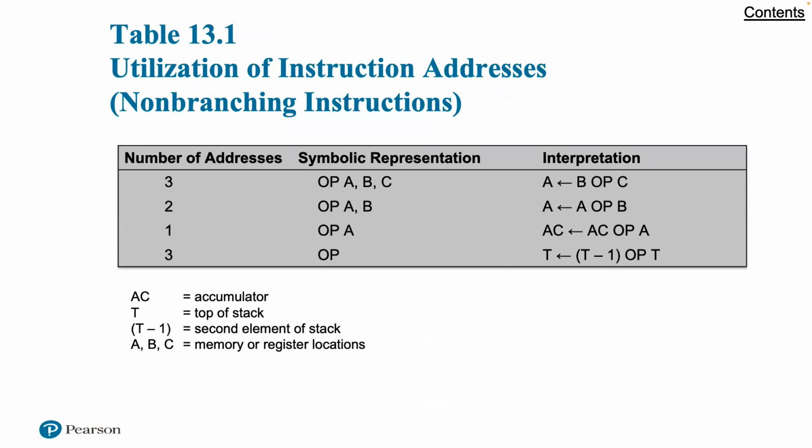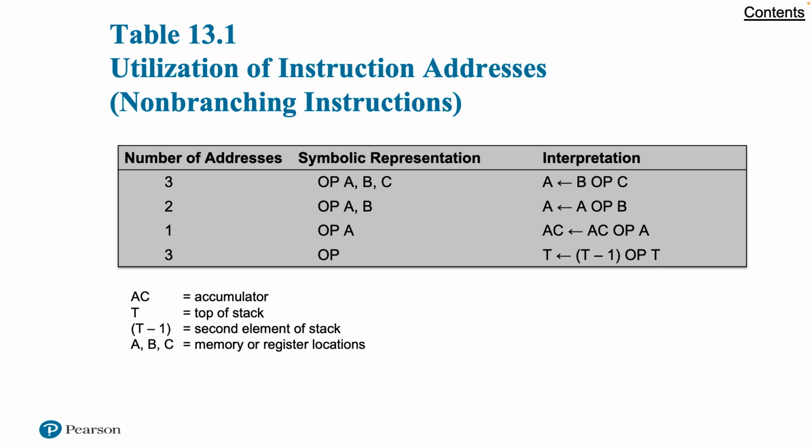So Table 13.1 summarizes the interpretation to be placed on the instructions with 0, 1, 2, or 3 addresses. In each case in the table, it is assumed that the address of the next instruction is implicit and that 1 operation with 2 source operands and 1 result operand is to be performed. The number of addresses per instruction is a basic design decision.